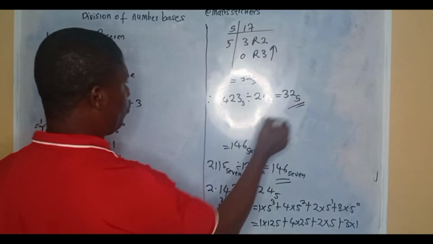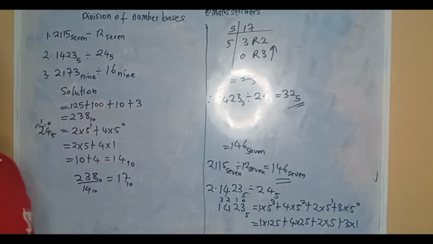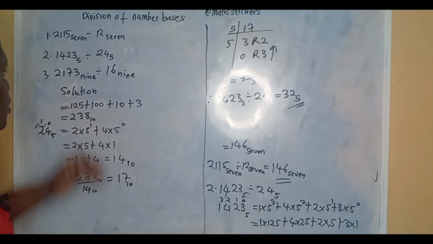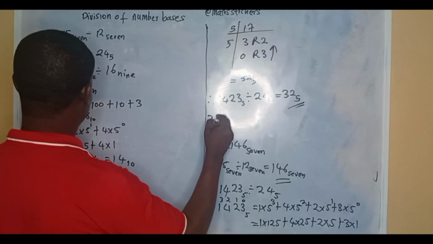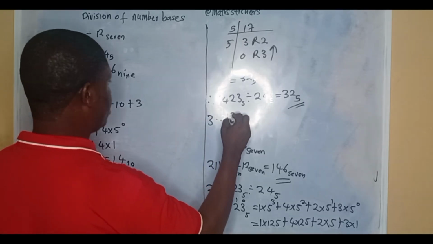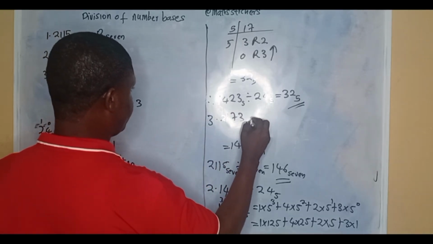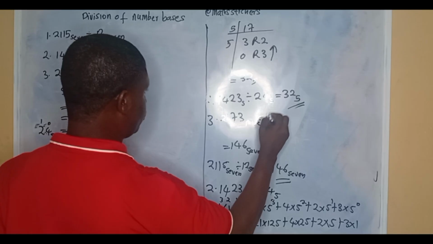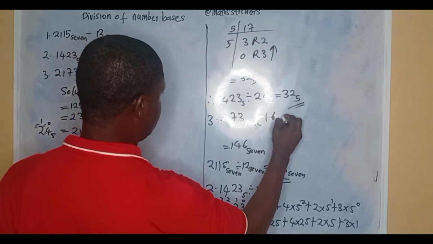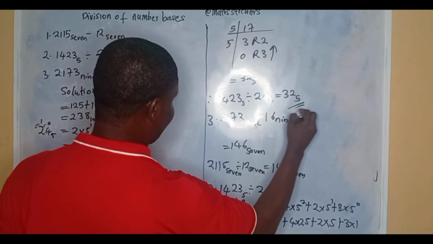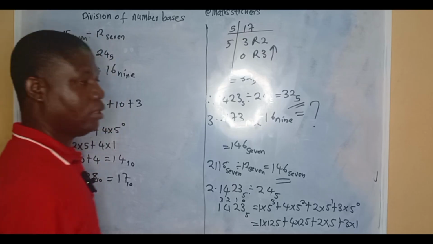So please, I want you to try the last one. Try number 3, which is 2173 in base 9 divided by 16 in base 9. So try this and tell me the answer in the comment section.